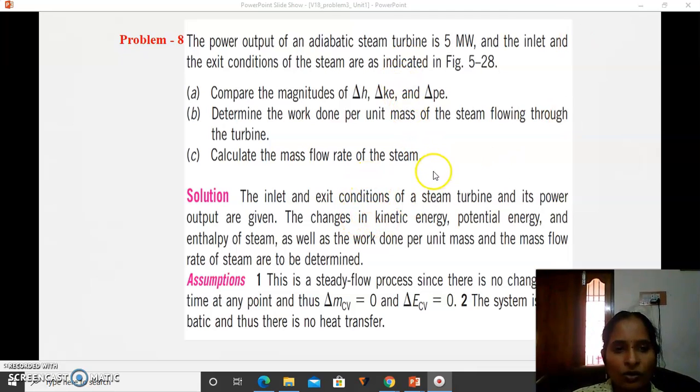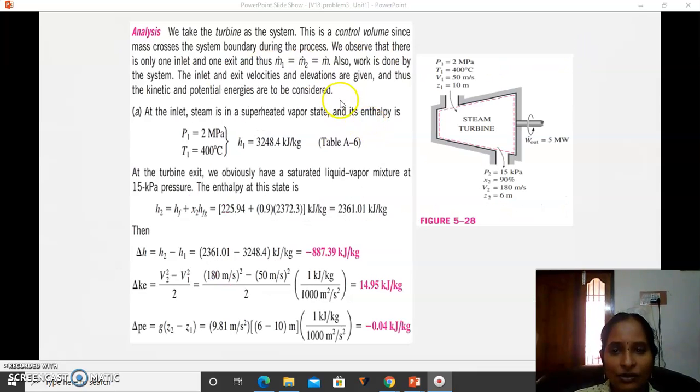Next, this is also one of the very crucial problems, in which the power output of an adiabatic steam turbine is considered. I told you the purpose of a turbine: turbine is to get the power output. It has to deliver the mechanical work. Okay. So the inlet and exit conditions of the steam are given, as shown in this diagram.